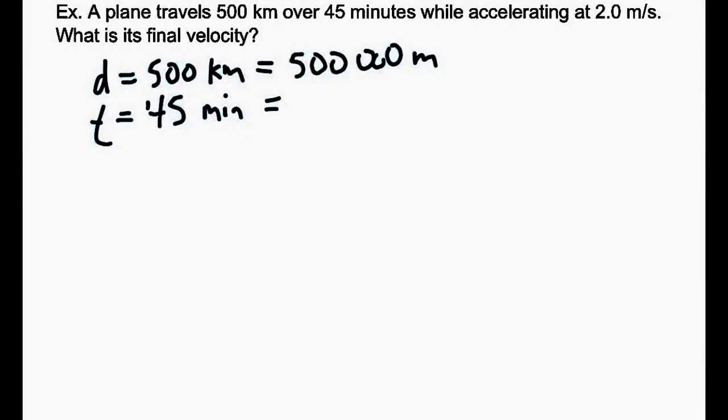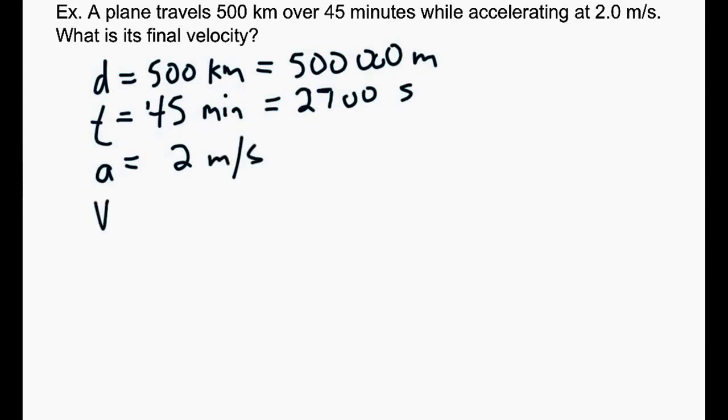So 500 kilometers will be 500,000 meters. So we would add three zeros on. And then our time is 45 minutes. So we don't want minutes, we want seconds. So we'll times 45 by 60, and that gives us 2,700 seconds. Okay, so those are good. And we have an acceleration of 2 meters per second, so that's good. So the question is, what is VF?